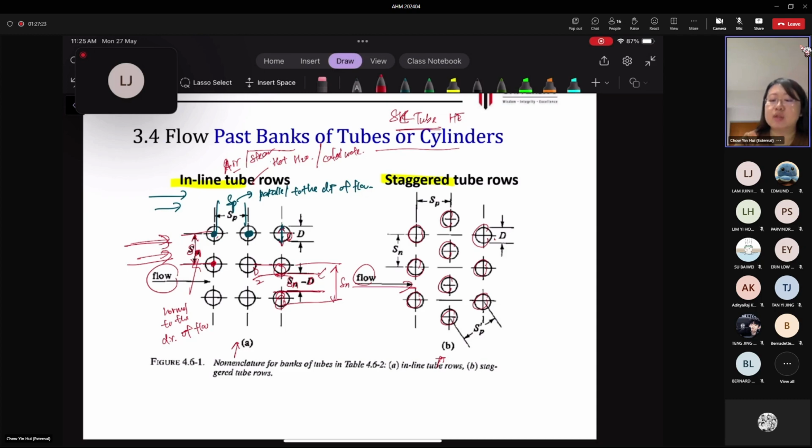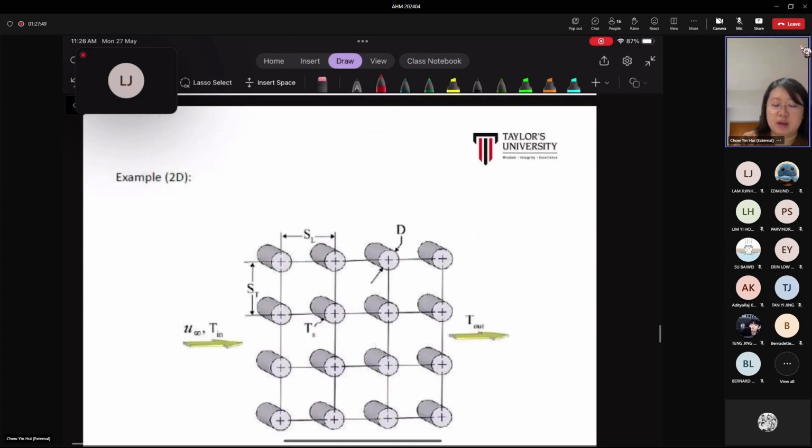Now for the staggered arrangement, the Sn is still the same thing. It's the distance between the centers of two tubes which is normal to the direction of flow. Then Sp is the distance between the centers of two staggered tubes, or sometimes it can also be calculated as S prime P here.